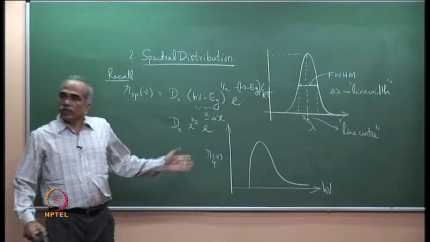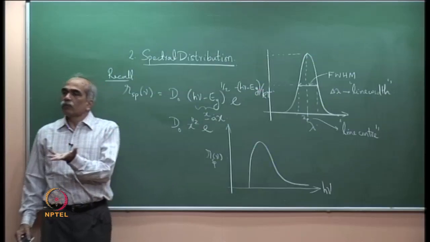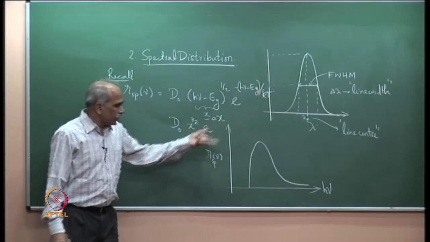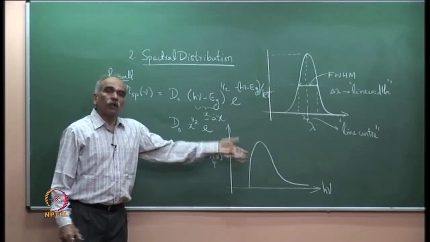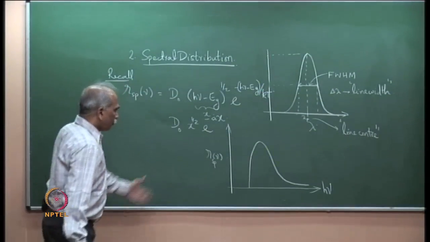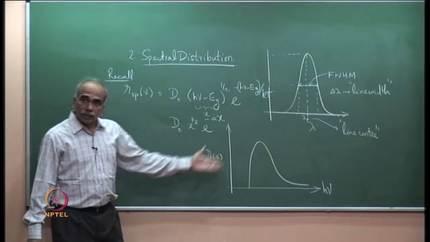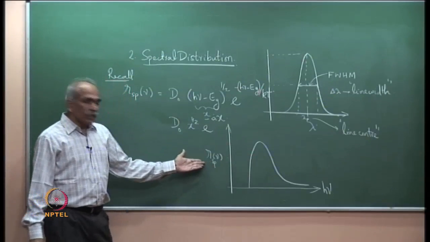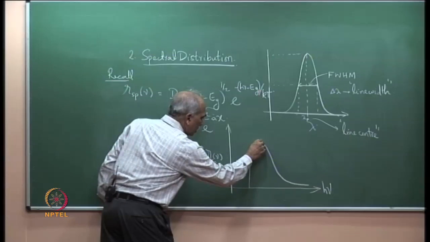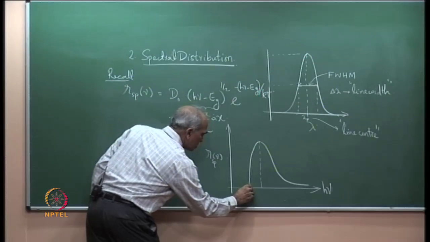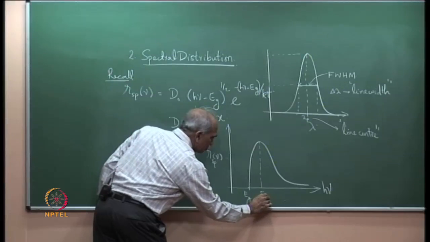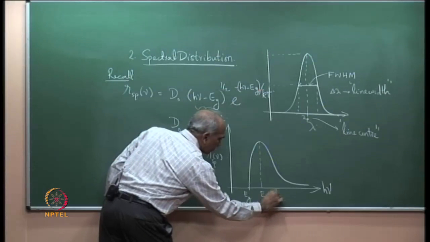Every spontaneous emission generates one photon, and therefore the rate at which spontaneous emissions are occurring will also be the rate at which photon generation takes place. And therefore, the output spectrum is basically determined by R_sp of nu. And we have seen that this peak here, this starting point is Eg and the peak corresponds to Eg plus half kT.